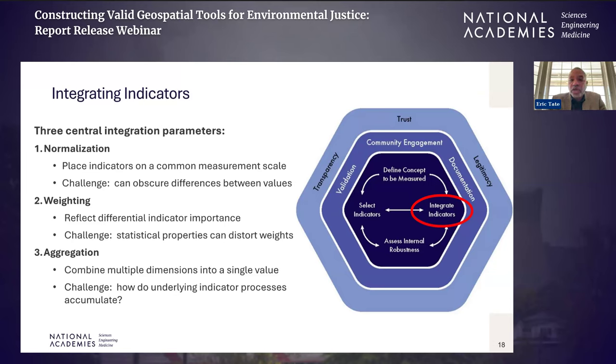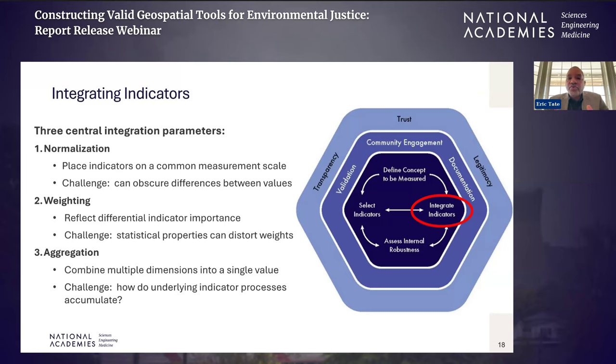The second is weighting. The purpose of weighting is to imbue differential importance of indicators. For example, perhaps legacy pollution and energy costs aren't the same in terms of their impact on generating a disadvantaged community. Statistically, however, highly correlated indicators, when used together, can result in double counting. So there are some things to consider during weighting.